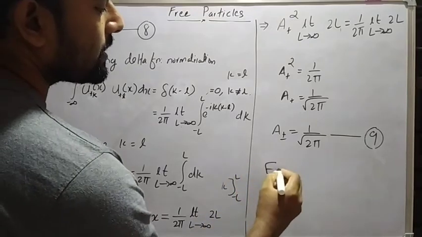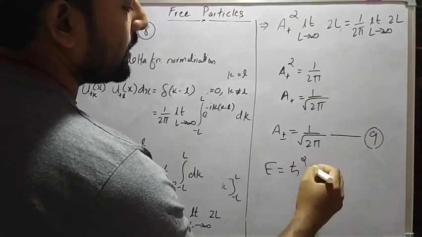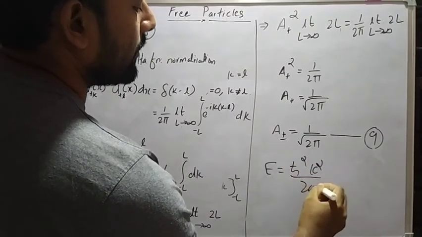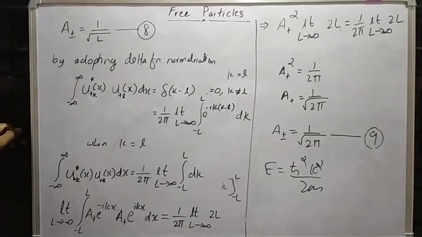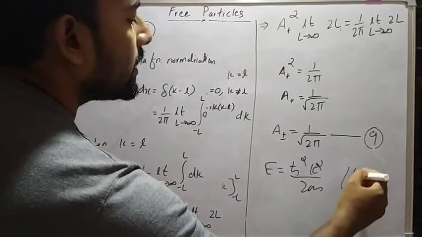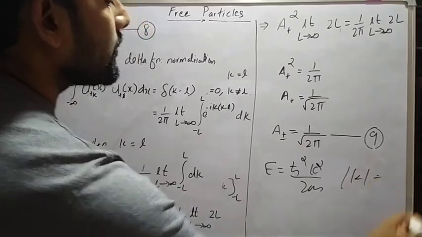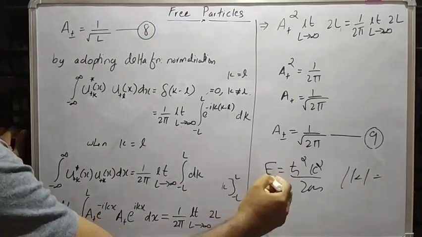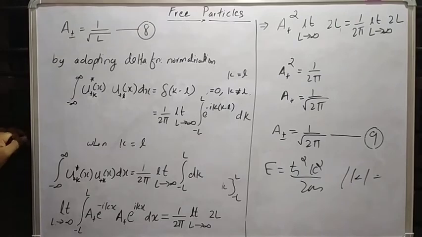We know E is equal to h bar square k square over 2m, and mod k can have any value from 0 to infinity. So E, the energy, can also have any value from 0 to infinity. So we will get a continuous energy spectrum.